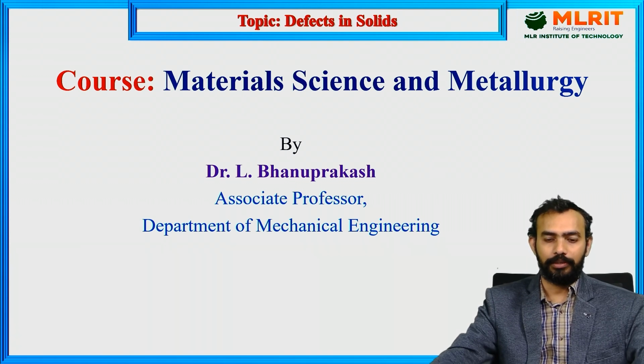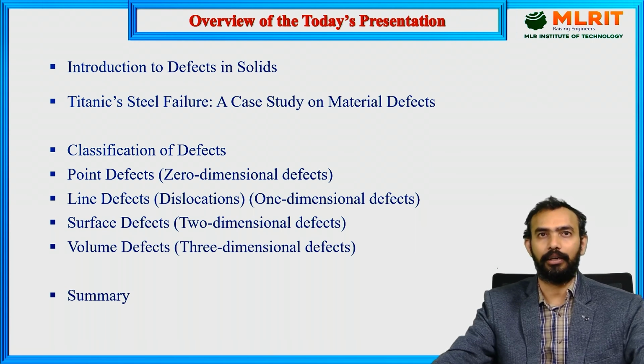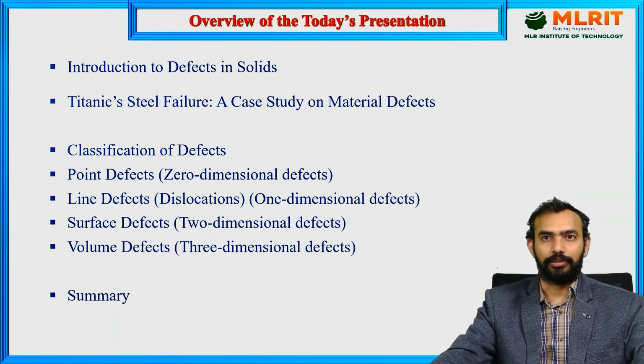So today's topic is defects in solids. The overview of today's presentation includes the basic introduction to the defects in solids. Then we will look at a case study that is a classic failure from the materials perspective, that is the Titanic ship's failure, the Titanic steel failure, a case study on material defects. Then we will classify the defects based on dimensionality, so that is point defects, line defects, surface defects, and volume defects, and we will summarize at the end of today's lecture.